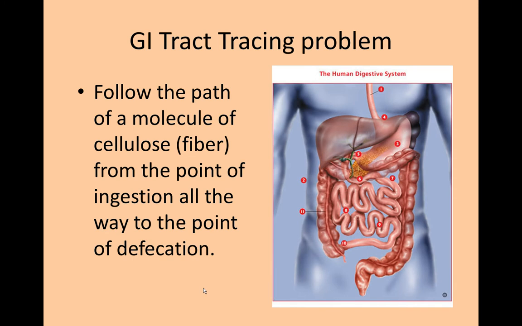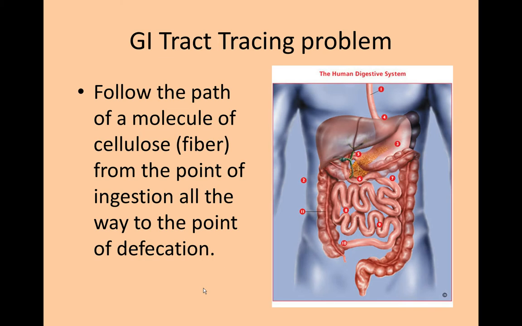And then we would be in the ileum, number 9, and that is where most absorption takes place, absorption of nutrients. The ileum would extend all the way to number 10, which would be a sphincter or valve called the ileocecal valve. At that point, we would be in the large intestine. The very first place we'd be in the large intestine is a pouch called the cecum.